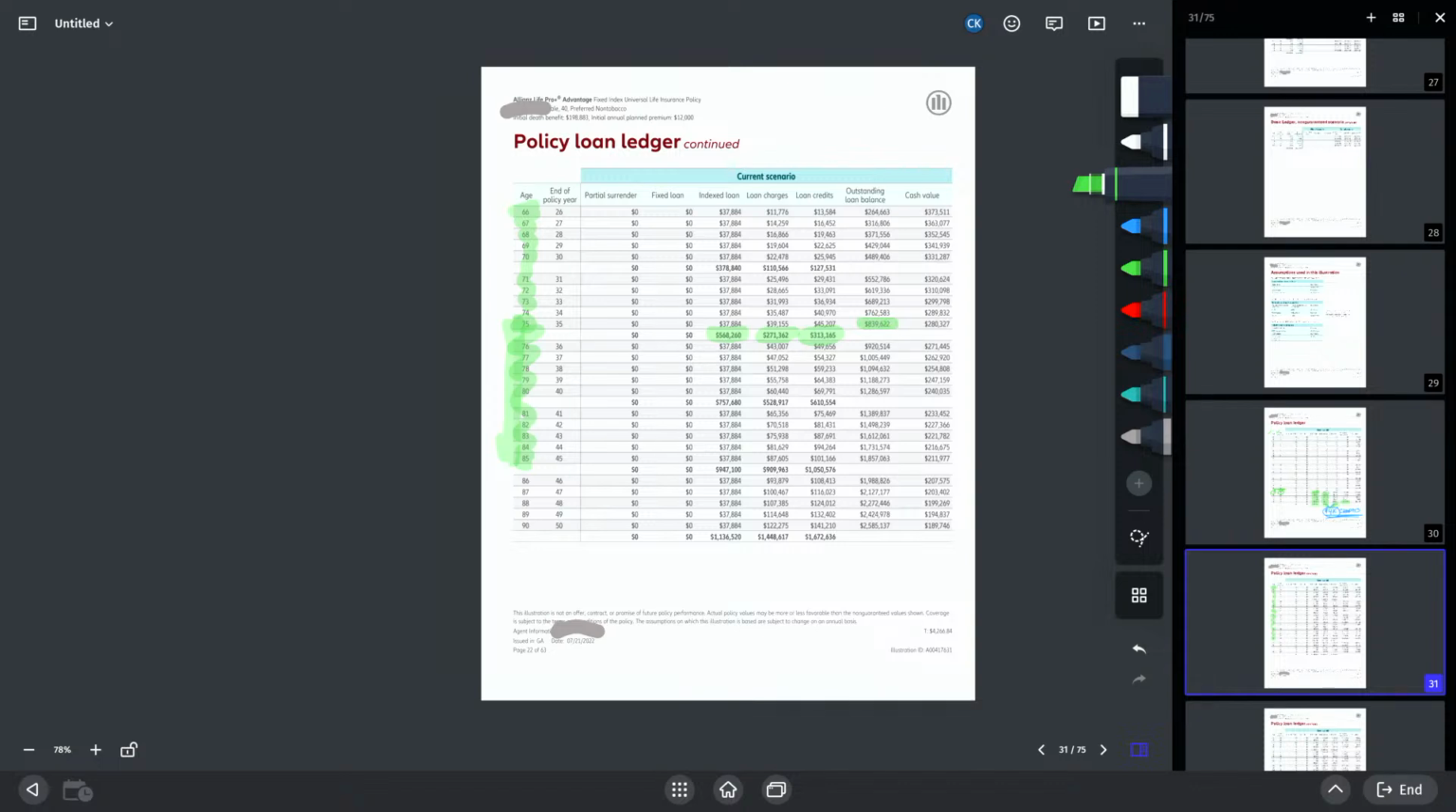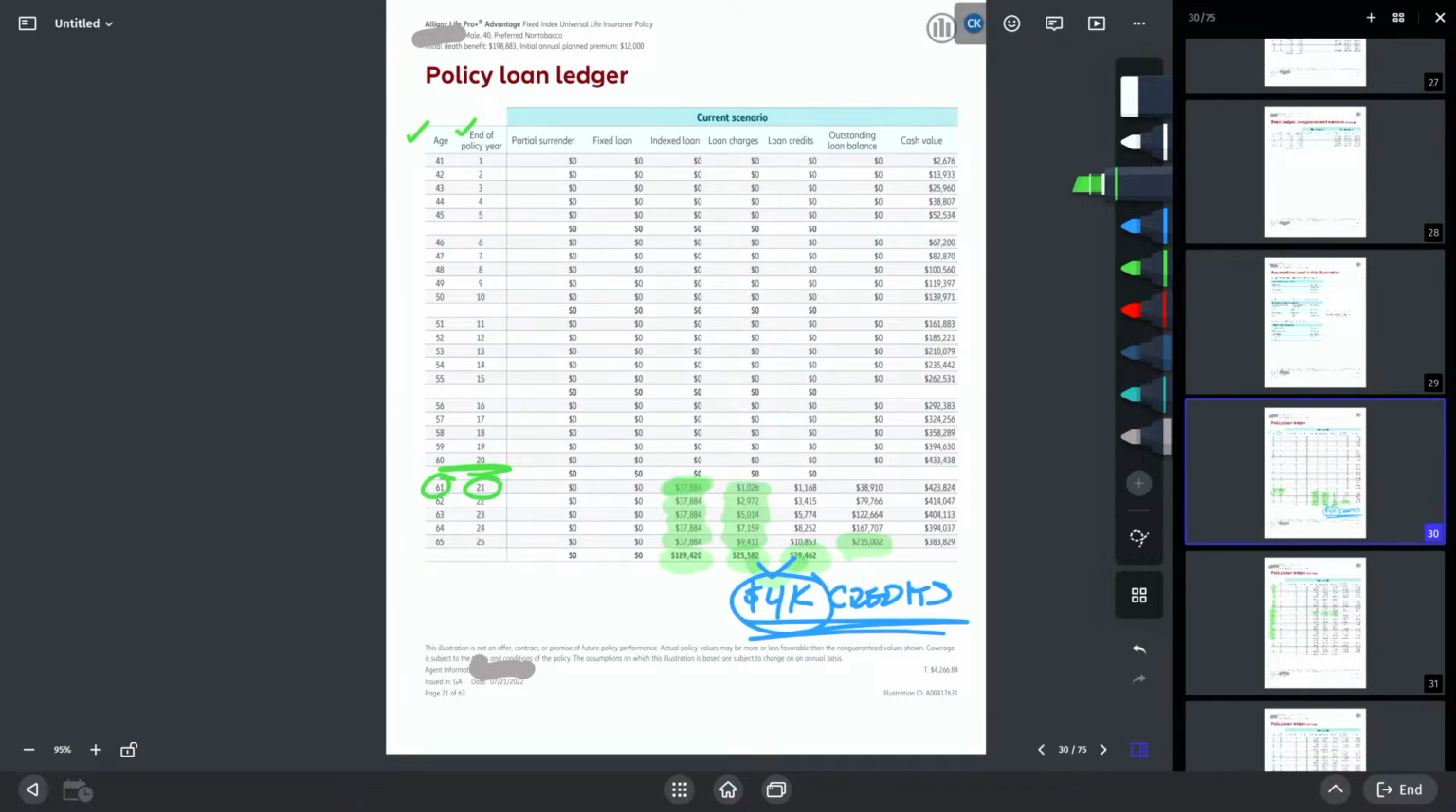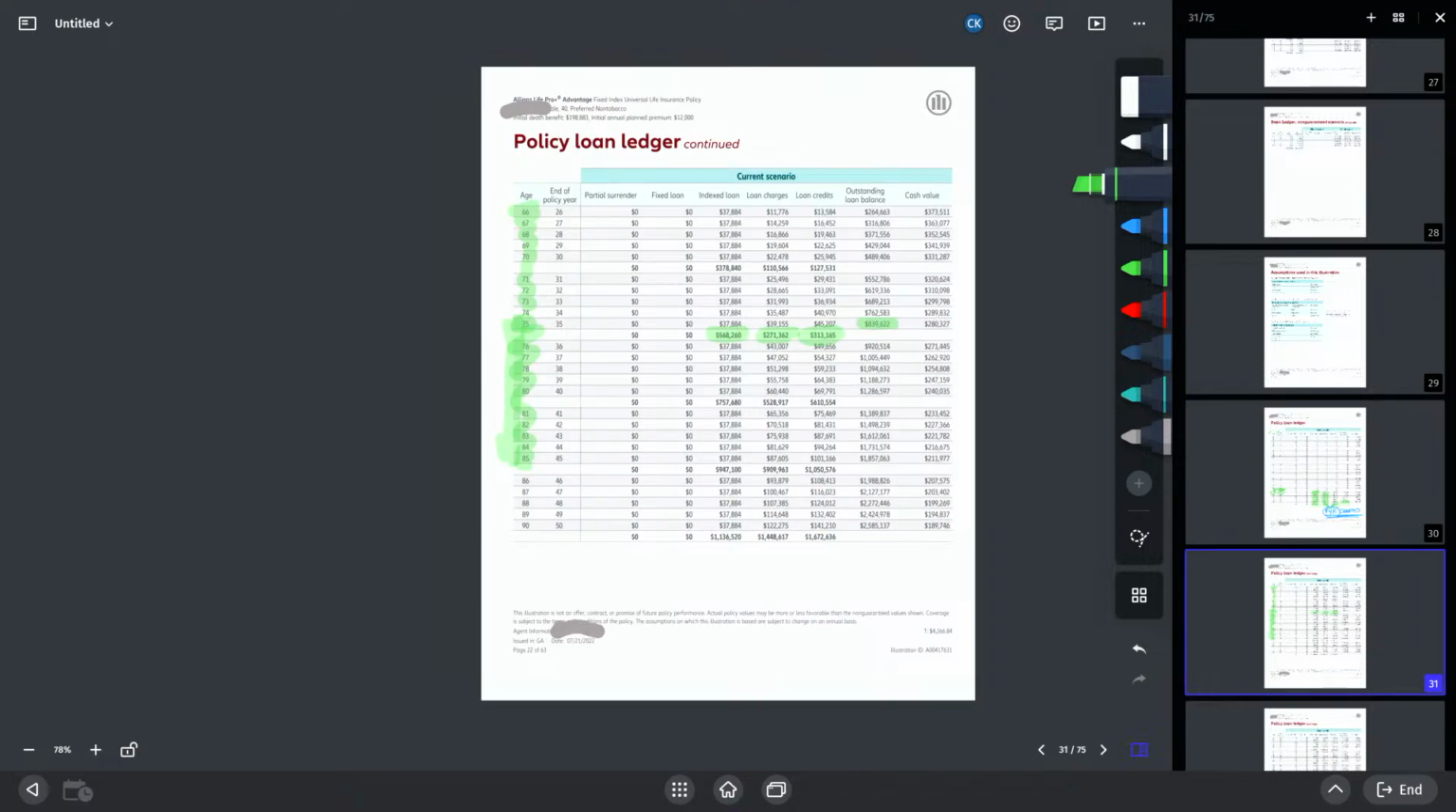This is really, really important, because I want to go back and show this on the previous page. You can see here when we started, we have $433,000 of cash value. We started taking money. You'll notice that you're having more credits than actual loan charges. You're getting more loan credits than loan charges, and yet the cash value is still going down because the cost of insurance and other fees inside of the policy are still working against it.